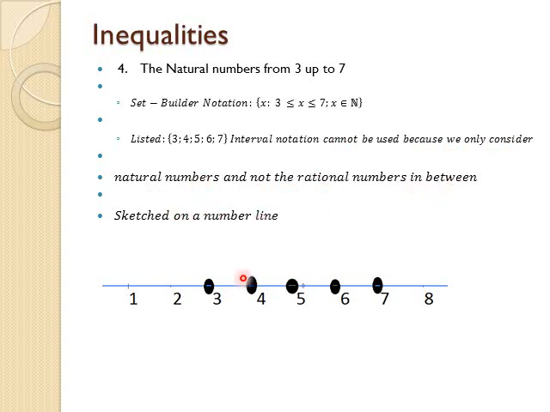Sketched on a number line, we start at 3, dot at 3, dot 4, dot 5, dot 6, dot 7. I'm just joking. So just a closed dot all the way to 7, because all values are included. I can't include in between, so I can't draw a solid line because 3.5 is not a natural number, or 3.6, etc. Hope you understand.